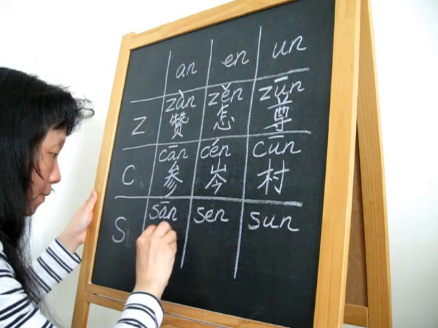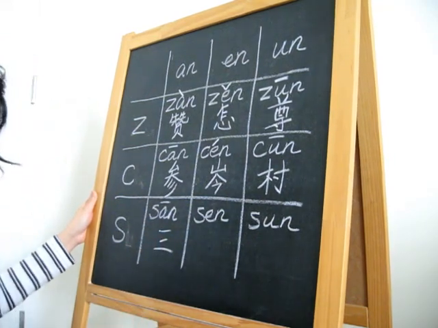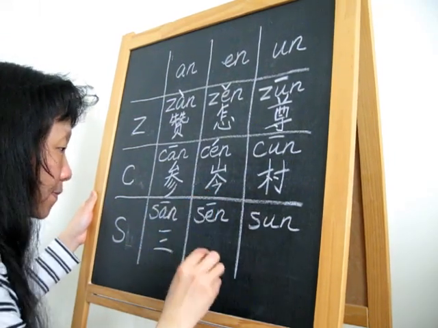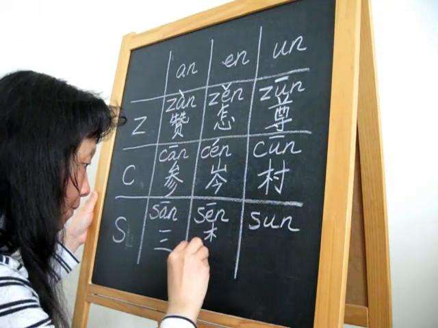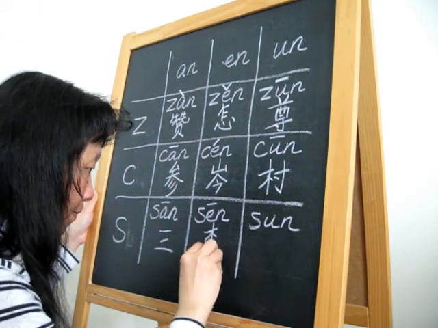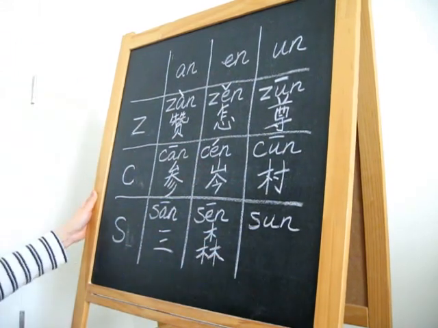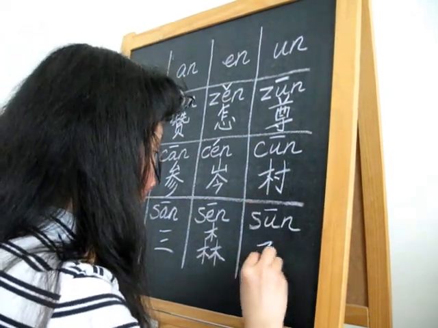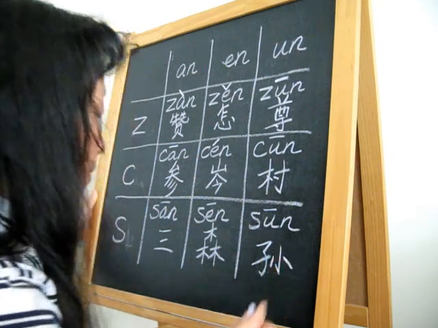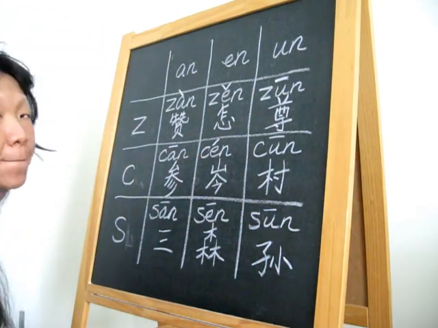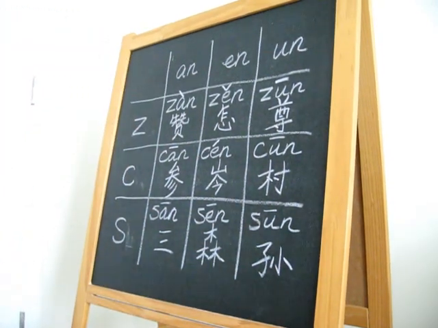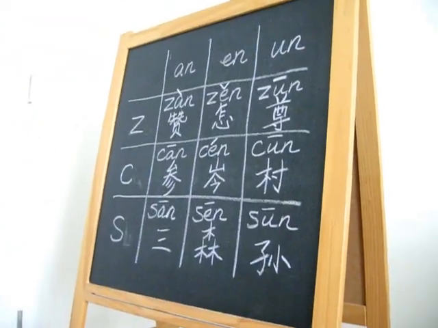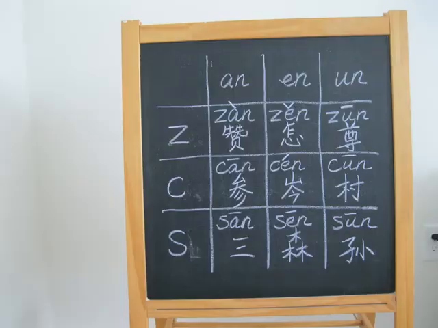The third row, first one, 三. This is the number 3. As you can see, 3 horizontal strokes. The second word, 森, which means forest. As you can see, there are 3 woods stacked together. The last word is 孙, which means grandchild, or it's somebody's family name.